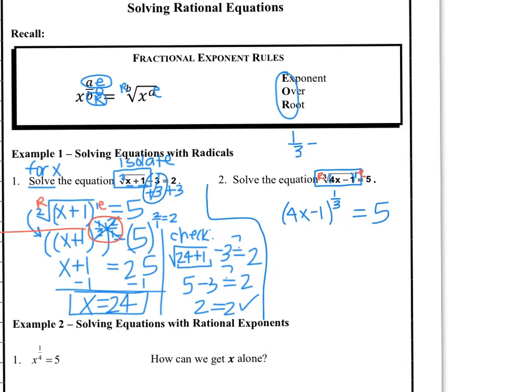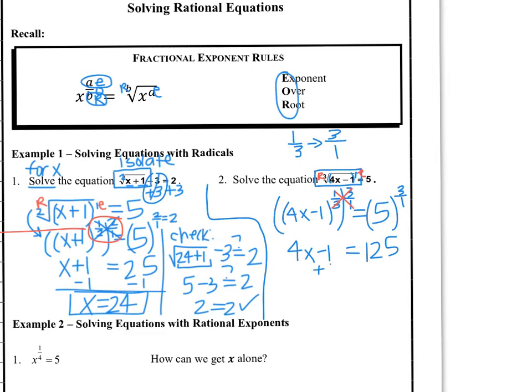So now our next step is to use the reciprocal power method. The reciprocal of 1/3 is 3 over 1. So I'm going to raise this whole left side to the 3 over 1 power, and I'm going to do the same thing to the 5. By doing that, we have those canceling out, top and bottom, and we're left with just 4x minus 1 equal to 5 to the 3rd power, which is really 5 times 5 times 5, which is 125.